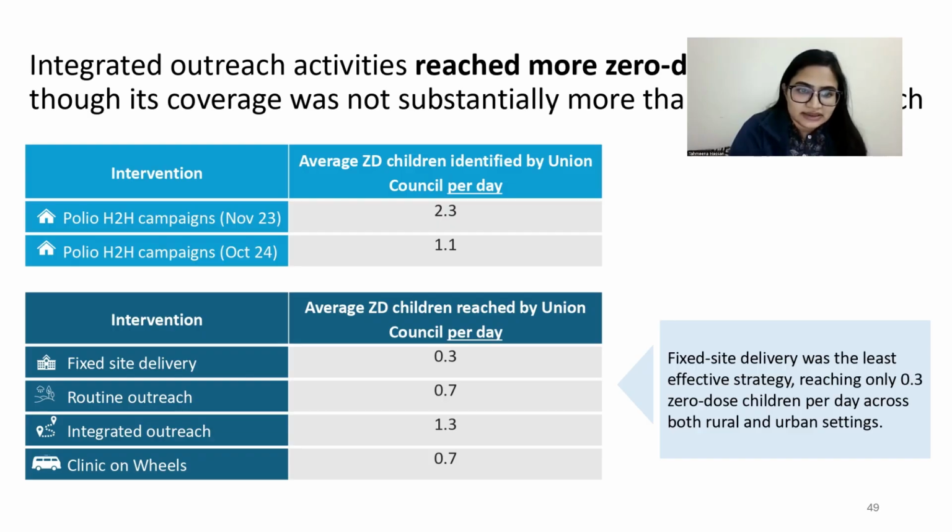In the second table, you can see the total number of zero dose children reached and vaccinated by these additional strategies and the routine program strategies per day per union council. The integrated outreach has reached the highest number of zero dose children per day, which is 1.3 as compared to other strategies, followed by routine outreach and clinic on wheels, which reached around 0.7 children per day per union council. And fixed site has the lowest number of zero dose children reached per day, which is 0.3.